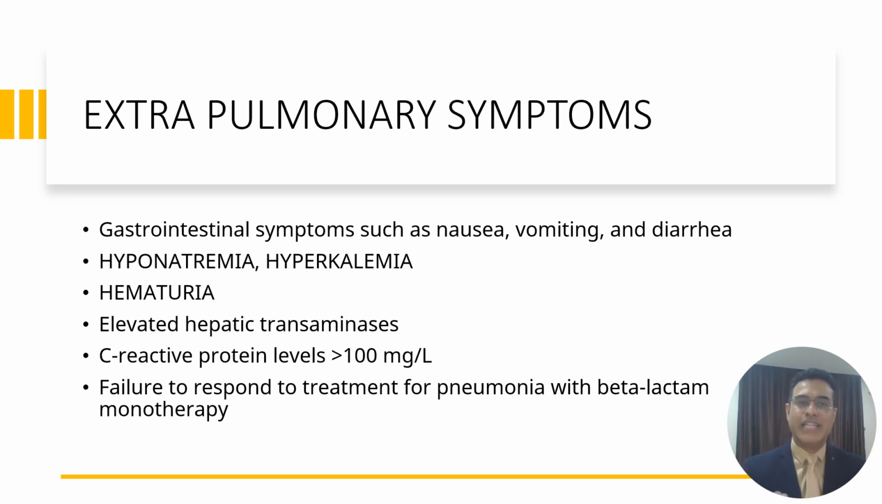The classical thing that we used to differentiate patients is that they fail to respond to monotherapy with the beta lactams. Still, a lot of physicians start with monotherapy with beta lactams in most pneumonias. So with a patient not responding to beta lactams, we have to always suspect atypical pneumonia.